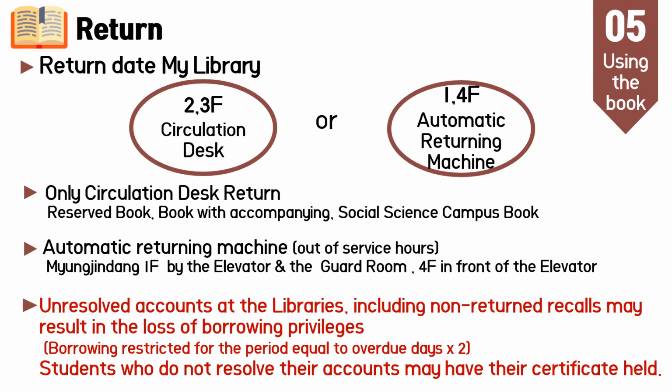Please visit the desk located on the second and third floors for return, and you can use automatic returning machines before and after the operation hours. Automatic returning machines are located in front of the elevator and security office on the first floor of Myongji. It is also located in front of the fourth floor elevator in Myongji. Please note that reserved books, books with accompanying CDs or any other materials, and books borrowed from the social science campus can only be returned at the desk.